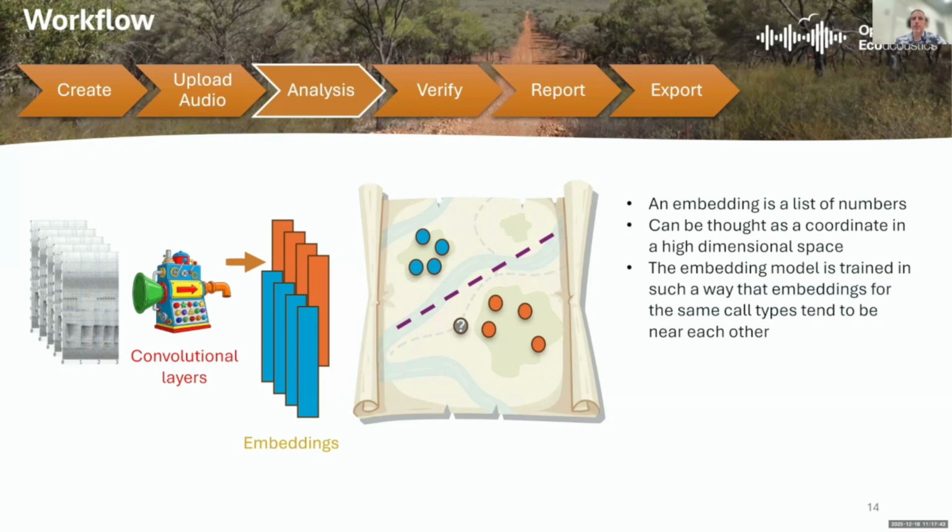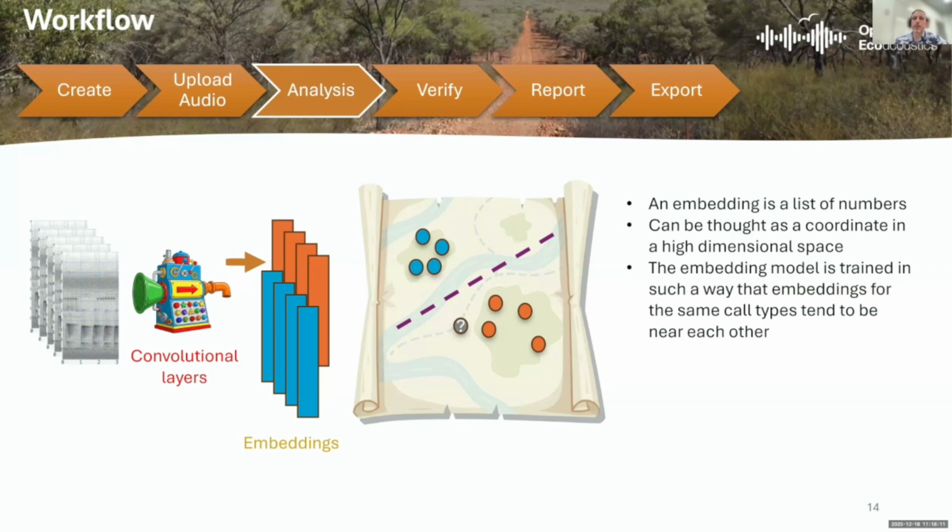be similar call types. So those can be thought about as coordinates in a high-dimensional space, which is hard to visualize, but it's similar to coordinates on a two-dimensional space, i.e. like a map. So the picture that you can see here is sort of a map of where these embeddings fall. The job of the embedding is to position things on a map so that similar things are near each other.